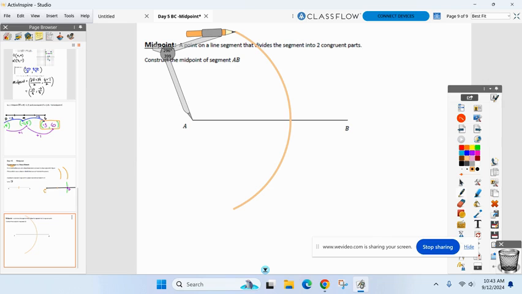Now, go over the other endpoint. Move your compass over to the other endpoint. And you're going to do another half circle size arc, but it's got to intersect the first one in two spots. So make another arc coming from the other endpoint that intersects the first one in two spots.